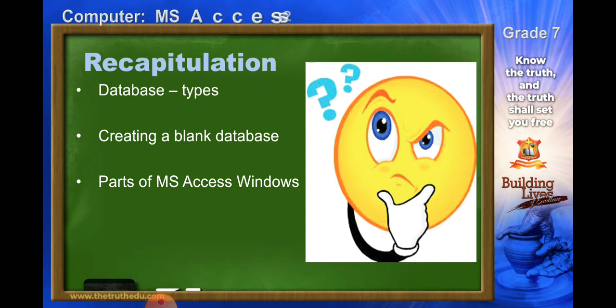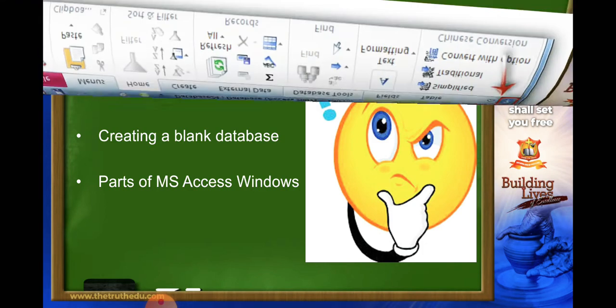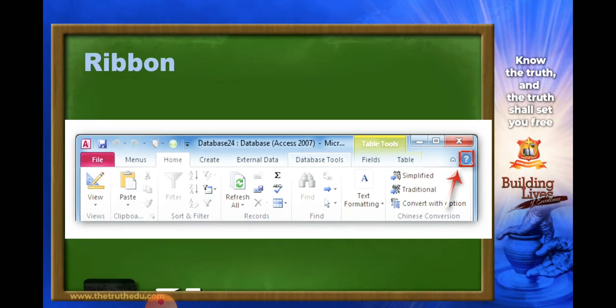So students, we learned about the database types. We learned how to create a blank database, and we also learned about the parts of the MS Access window, which was an important component. If you remember, the title bar, the quick access toolbar, right? So today we are going to move further with our discussion, and we are going to learn about the ribbon.